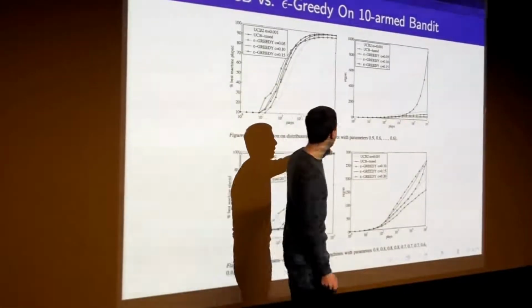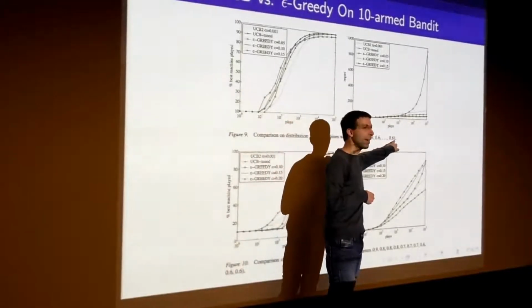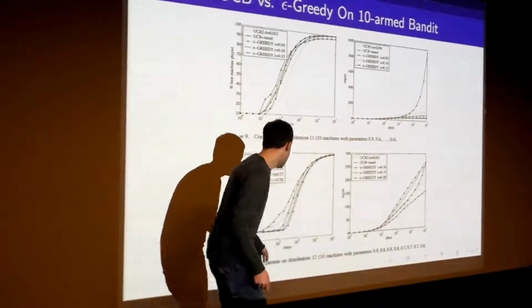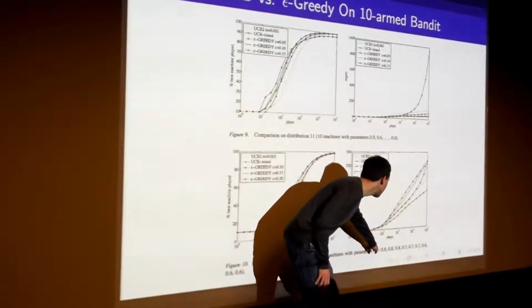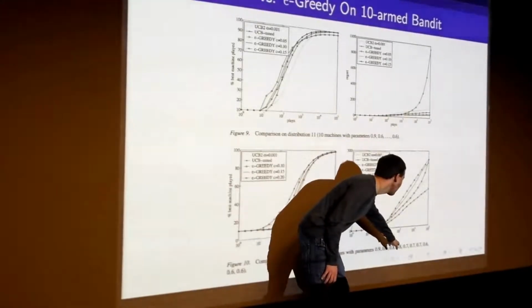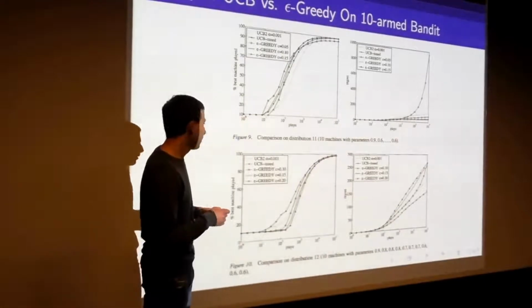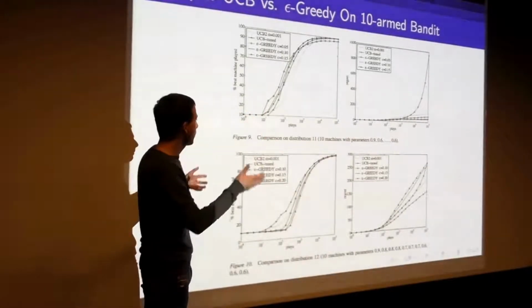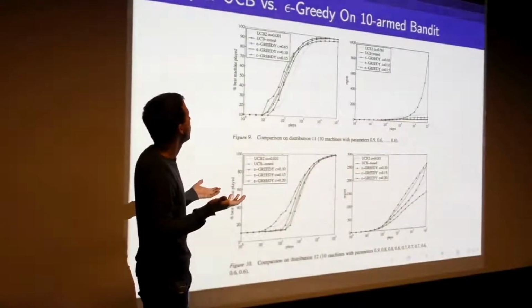So this is like 10 machines which have parameters where one of them pays out 90% of the time and all the others pay out 60% of the time. And here we've got one of them pays out 90% of the time, 3 of them pay out 80% of the time, 3 of them pay out 70% of the time, and so forth. So it's like different types of distribution, and the question is, how well do these algorithms do?